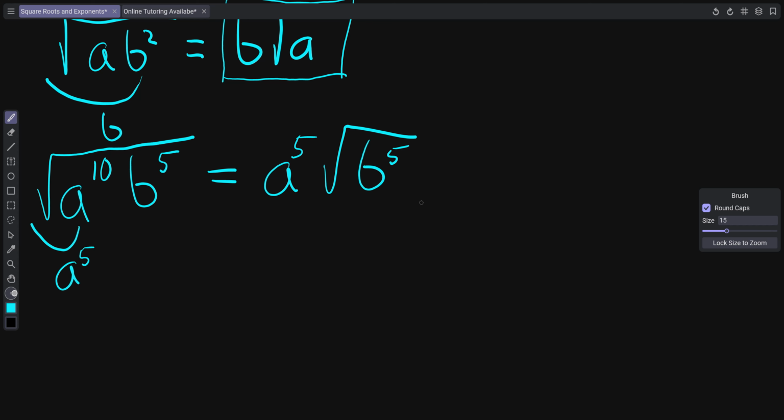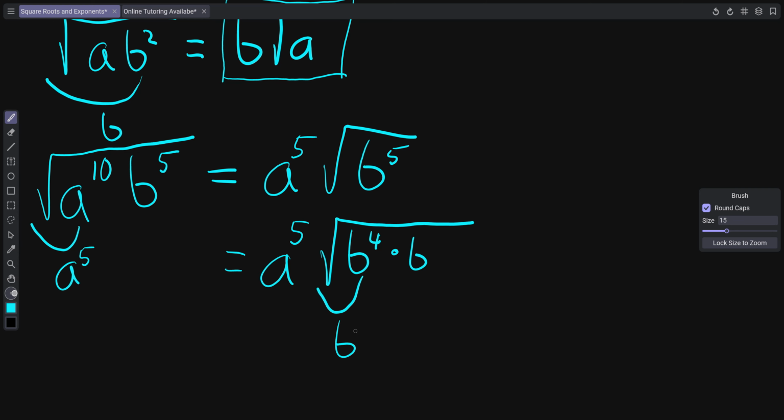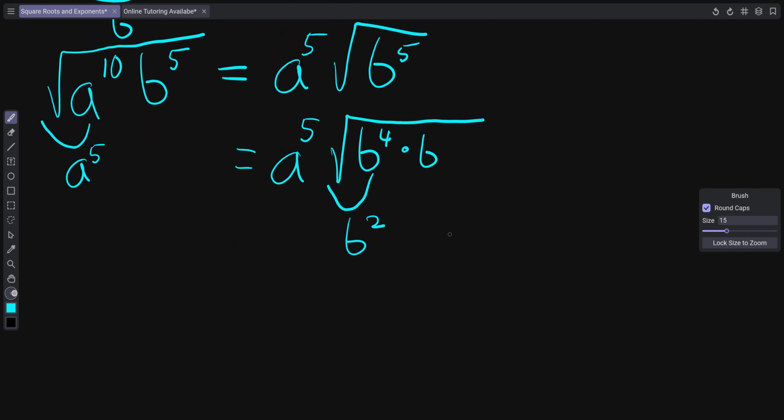But because it's odd, we are going to factor this, so it's going to become, let's see, I'll just rewrite it. It's going to become b to the 4th power multiplied by b to the 1st, or just b. We move this out of the radical, it's going to become b to the 2nd, and our final answer will be a to the 5th, b to the 2nd, root b.